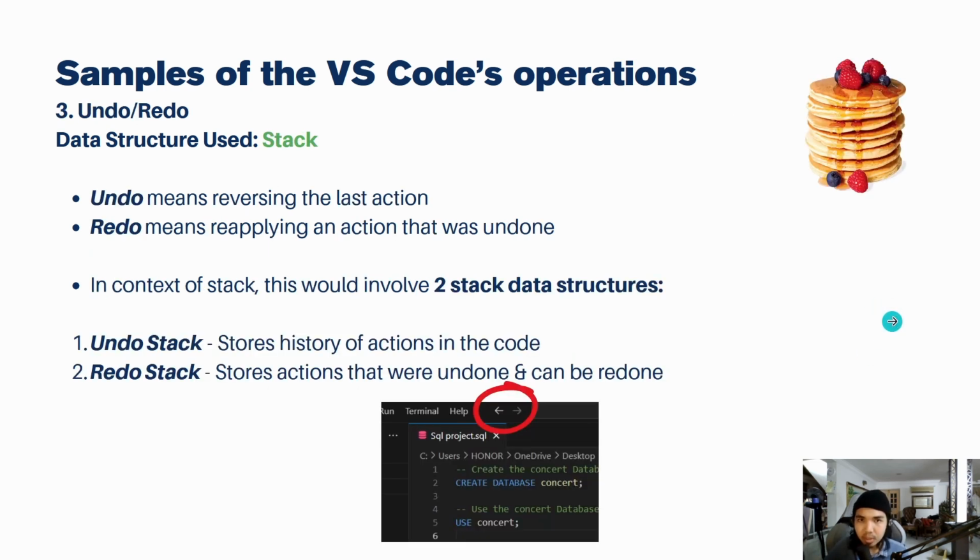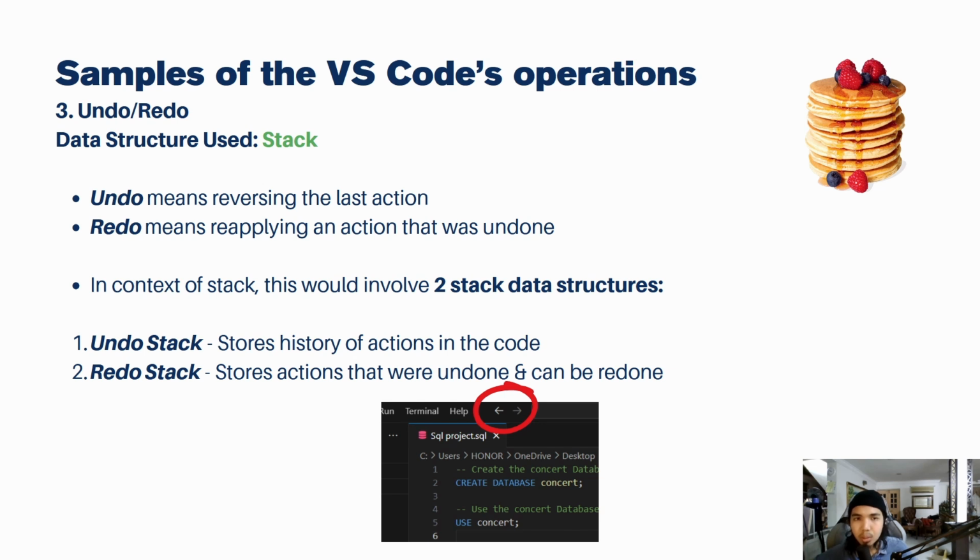Now, the last operation, and the one that we chose to explain further in depth later on, is undos and redos. This operation involves the stack data structure. To keep it short, as we all know, undo means reversing the last action, and redo means reapplying the action that was undone. So practically in VS Code, and in this context of stack, this involves two data structures, which are the undo stack and the redo stack.